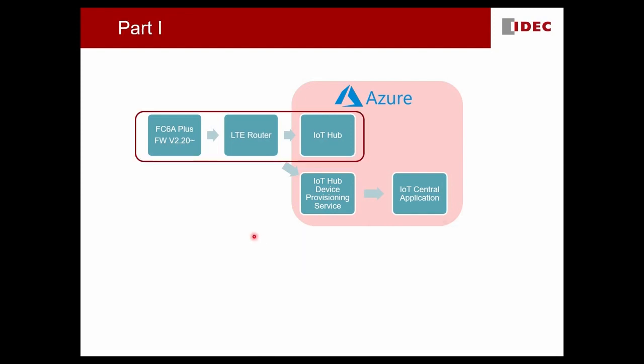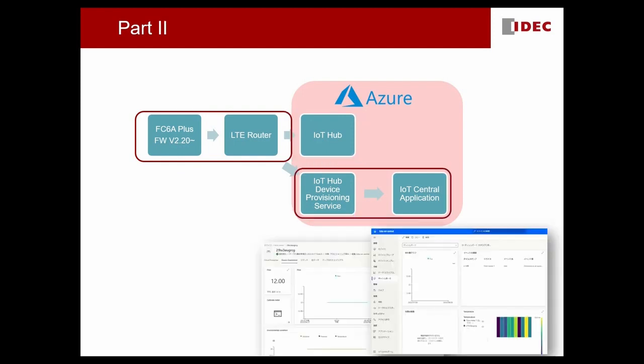We divide this tutorial into mainly two parts, with this video as part 1, which covers communication between FC6A Plus and IoT Hub without going through the device provisioning service. In the next video, we will cover part 2 of the tutorial, which shows sending data from FC6A Plus PLC to IoT Hub through device provisioning service, and then displays those data through IoT Central application, which is an application that is able to show some dashboard like this. So we will explain what is device provisioning service and its advantage during part 2 of the video tutorial.